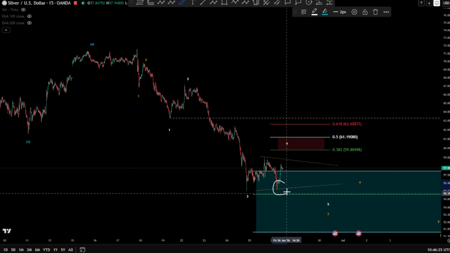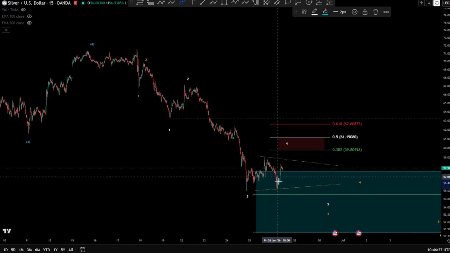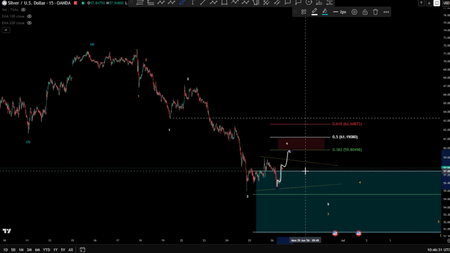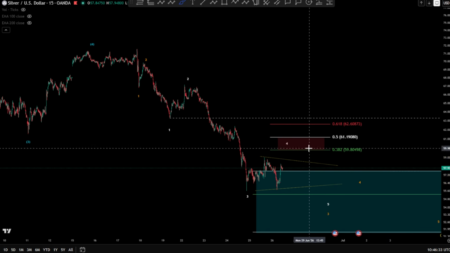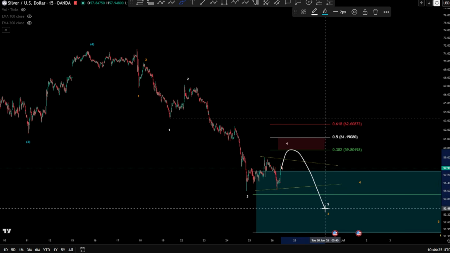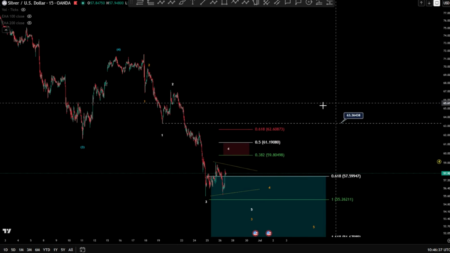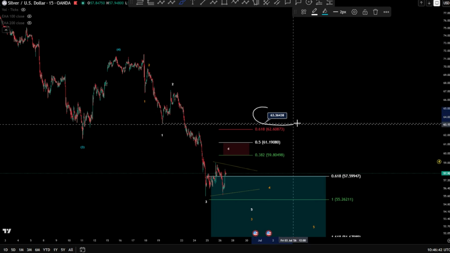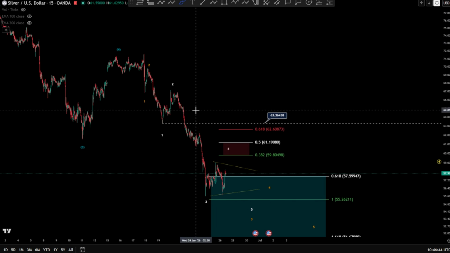So that would be a perfect regular flat, meaning, of course, the wave C as an impulse is still very likely to get here as $60, hitting this target, but then pushing for lower again. To mark here is our invalidation, which is the $63.36. Very important to keep it in mind.